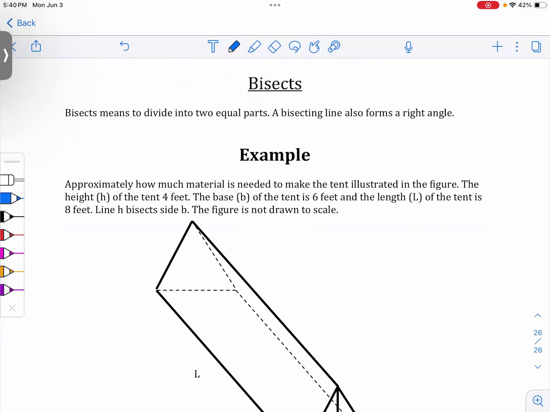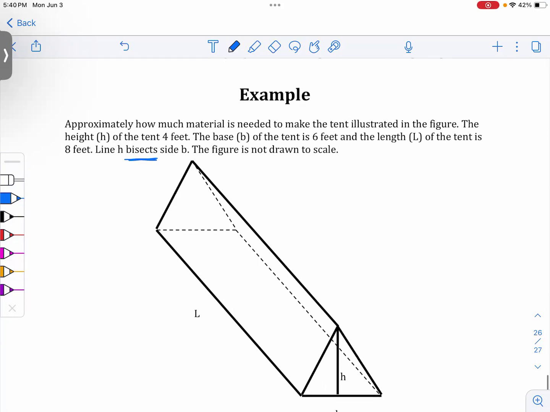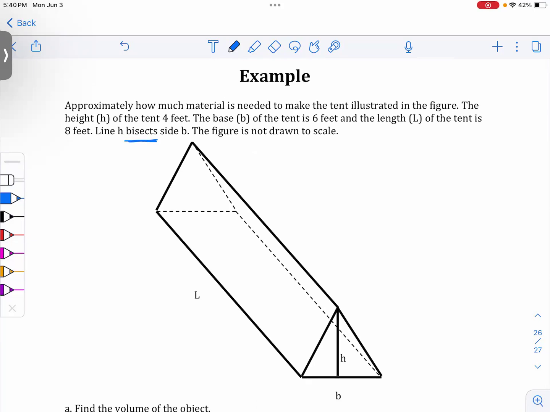All right, one other last big definition. Bisect means to divide into 2 equal parts. If it doesn't say bisect and you just see a line, you cannot assume it is bisected, because that breaking into two equal parts thing is a big deal. If you just see it on the picture and it kind of looks like it bisects, do not assume that. Unless it actually says the line bisects, then you can assume it breaks it into equal parts. Okay, example.